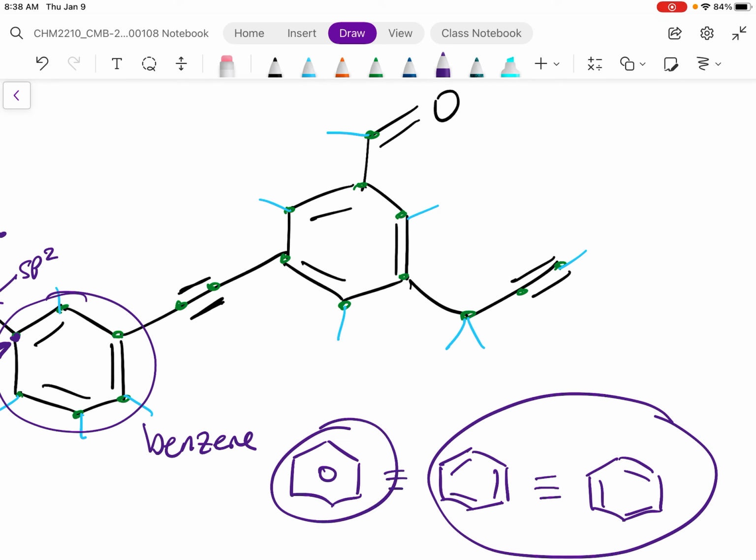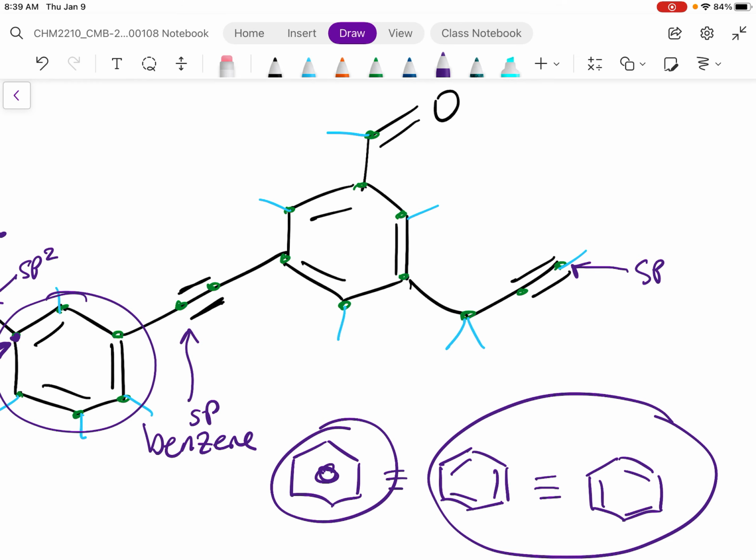Okay, because there's two versions. Those pi bonds move around. So we just represent it with a circle there. What would be the hybridization state for that carbon? sp. It has two groups around it. So that's sp. What about this carbon? sp as well. It has two groups around it.